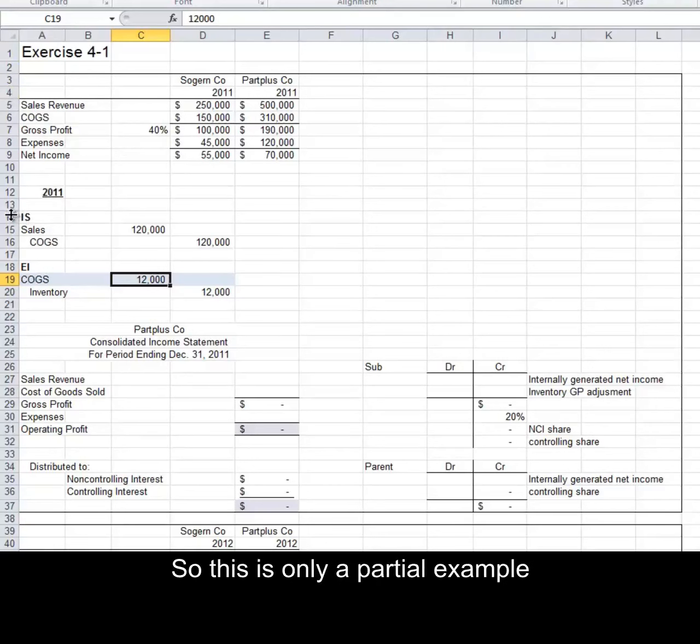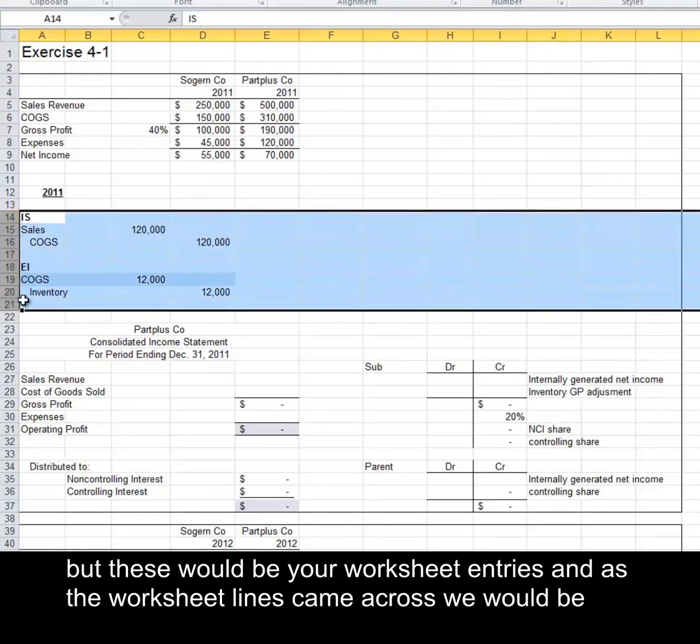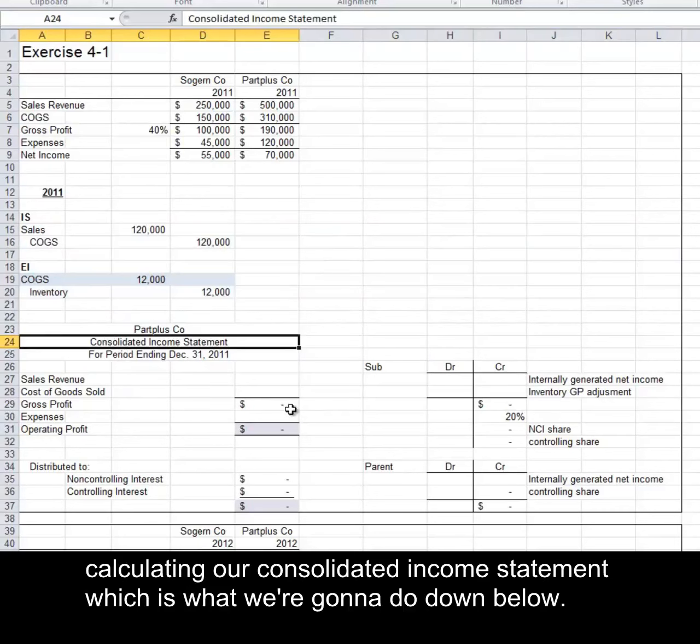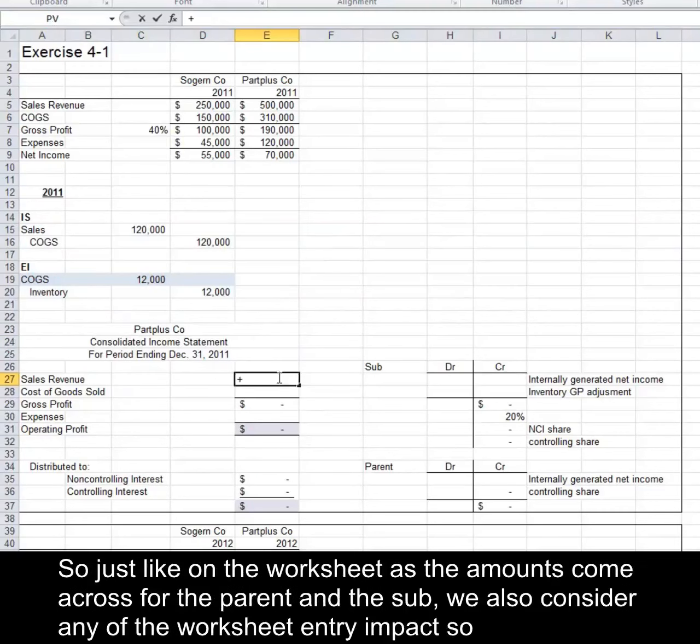So this is only a partial example, but these would be your worksheet entries, and as the worksheet lines came across, we would be calculating our consolidated income statement, which is what we're going to do down below. So just like on the worksheet, as the amounts come across for the parent and the sub, we also consider any of the worksheet entry impact.